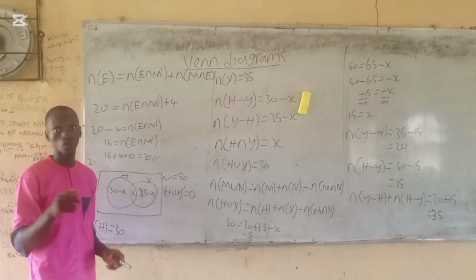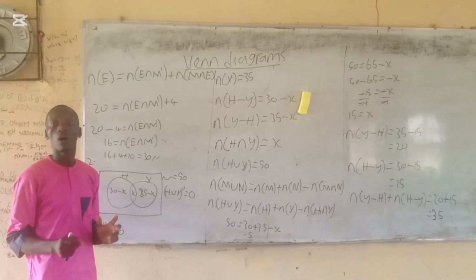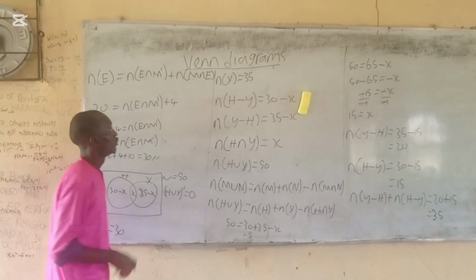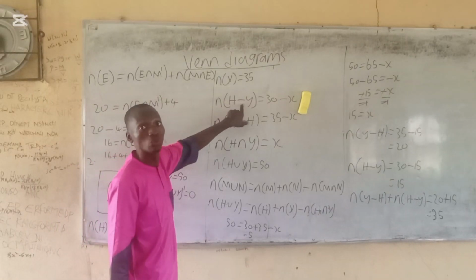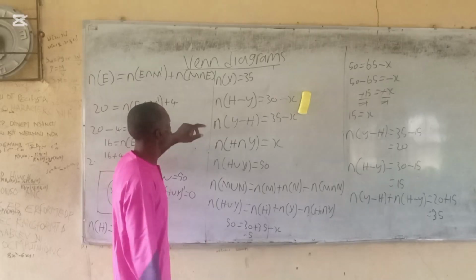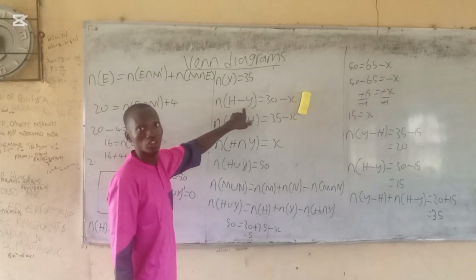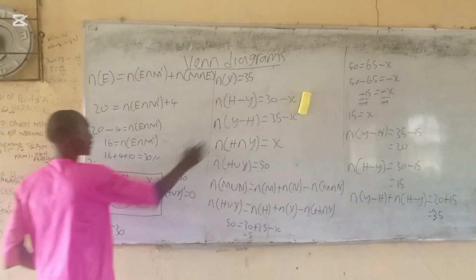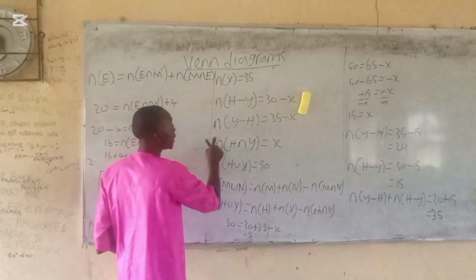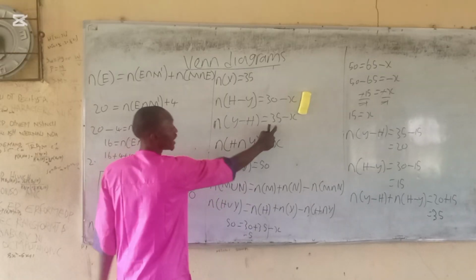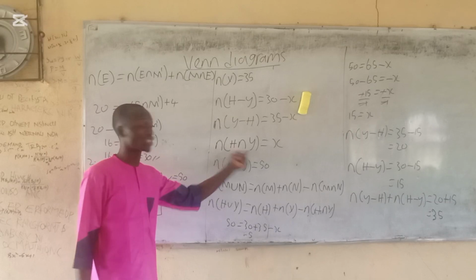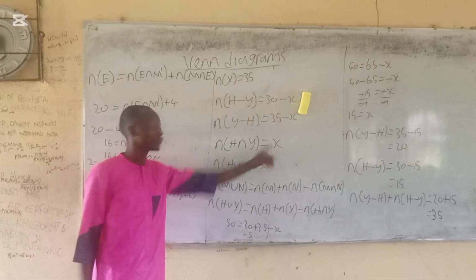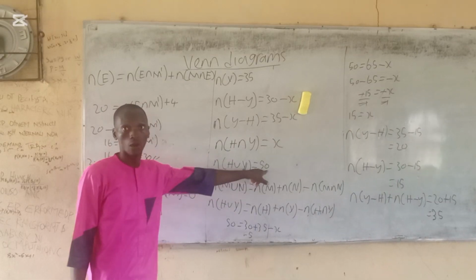Now, that's where we come into difference of a set. If you have watched the first video, you understand the difference of a set. The number of elements in H but not in Y is 30 minus X. The number of elements in Y but not in H equals 35 minus X. Now, the intersection of both is equal to X. Then the union of both is equal to 50.